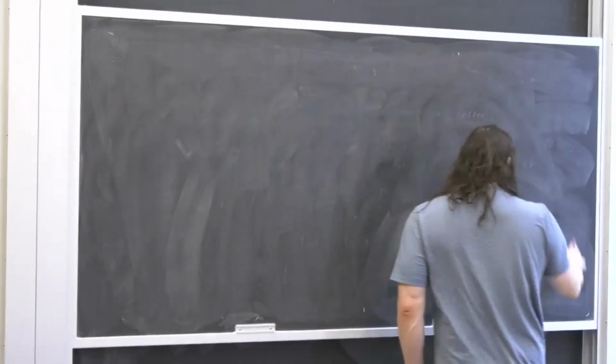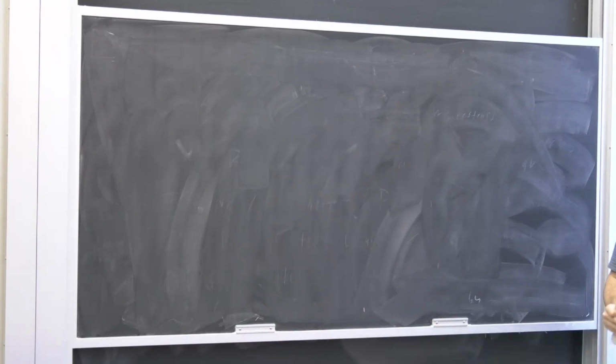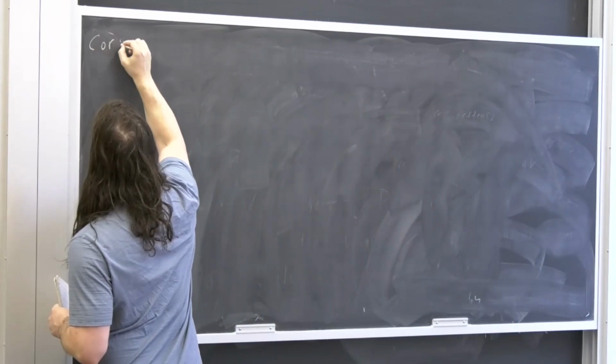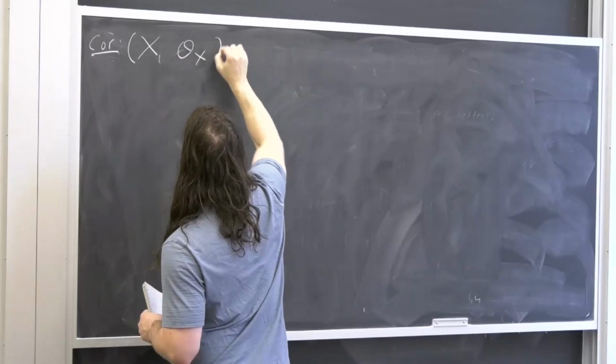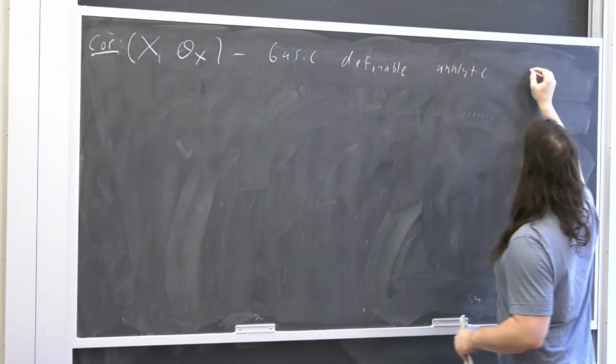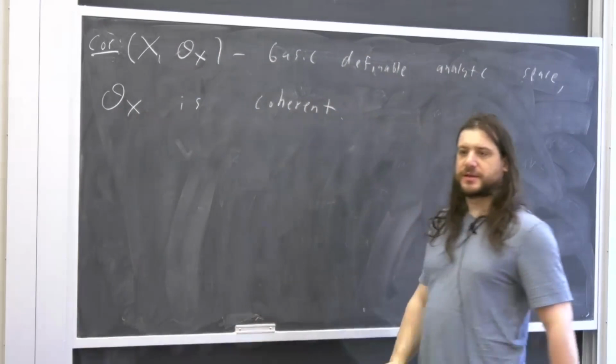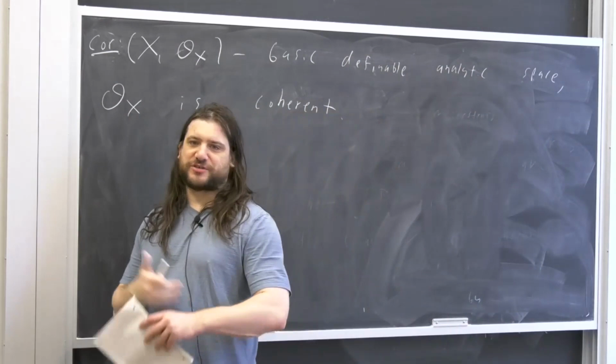So once you have this fact, the definable coherence, you can kind of go to town and prove a whole bunch of other stuff. So one corollary: for X, a basic definable analytic set, analytic space, O_X is also coherent. So we just did the case of O to the n, but the case of a general basic definable analytic space follows immediately.